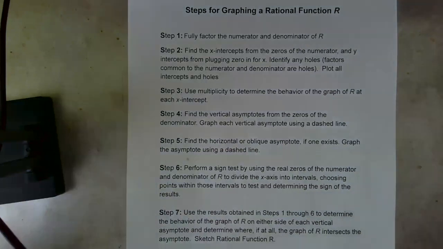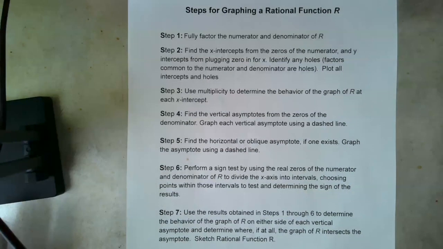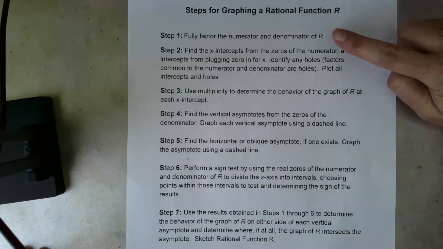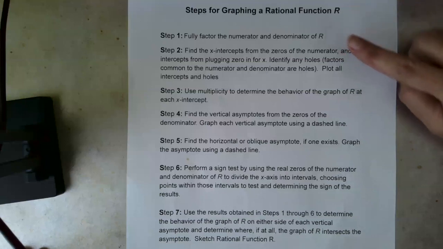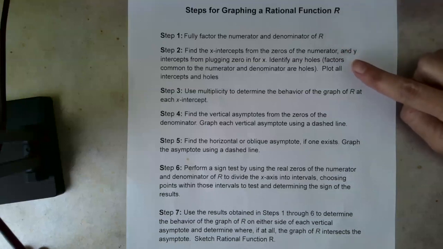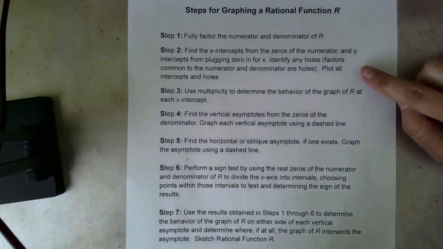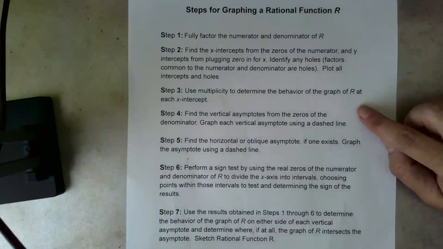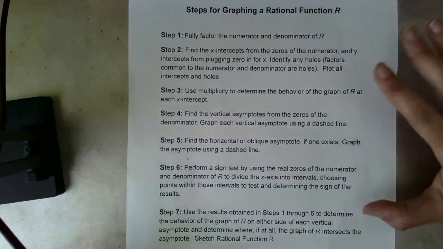All right, so let's take a look at our journey so far. I feel like there should be montage music playing or something. Here we go. We fully factored the numerator and the denominator. We found our x-intercepts, our y-intercepts, and our holes. And today we're going to take that information about holes and figure out exactly where to plot that hole.